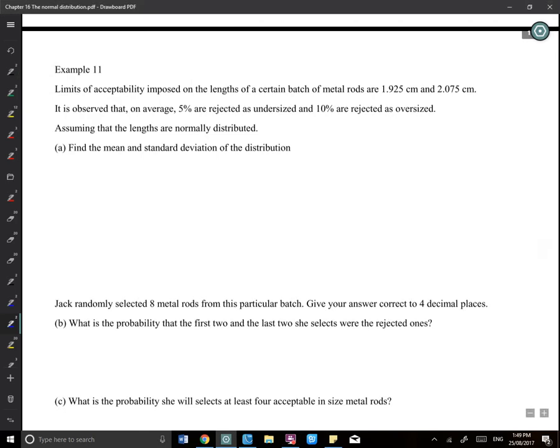Continuing with that. Limits of acceptability imposed on the length of a certain batch of the metal rolls are in between that range. Too long, too short doesn't work. It is observed that on average 5% are rejected as undersized and 10% are rejected as oversized. Assuming the net lengths are normally distributed, find the mean and standard deviation of this distribution.